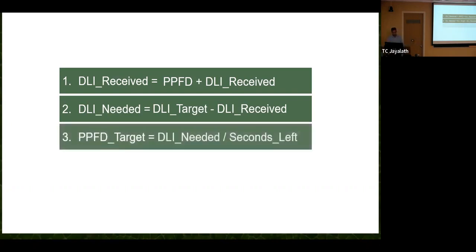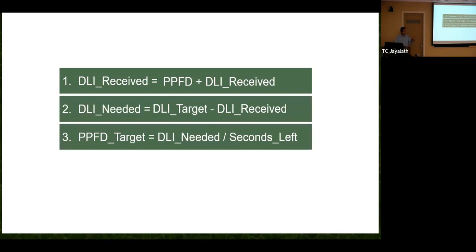The data logger does three different steps to calculate these light levels at every second at the plant canopy. First, as I mentioned earlier, for DLI, it calculates the amount of DLI received so far by adding the PPFD values together. Then it calculates how much DLI is needed at the end of the day to reach the target that we have already set, the DLI target we need at the end of the day. And then the third step is to calculate the PPFD target.